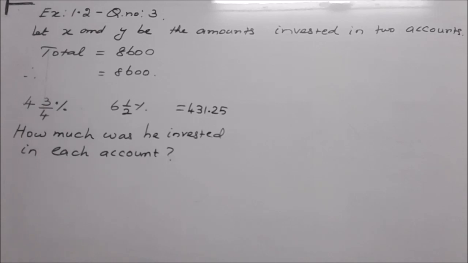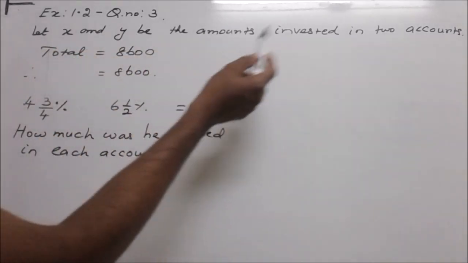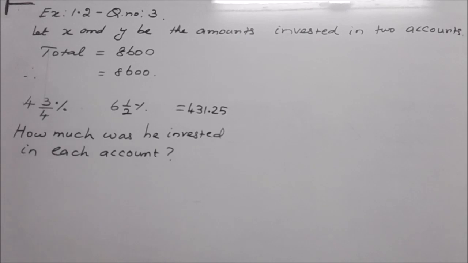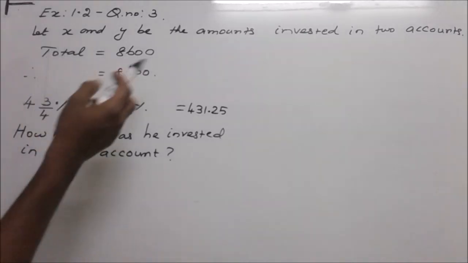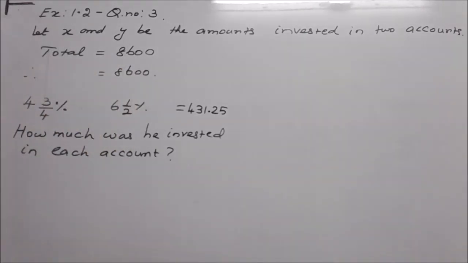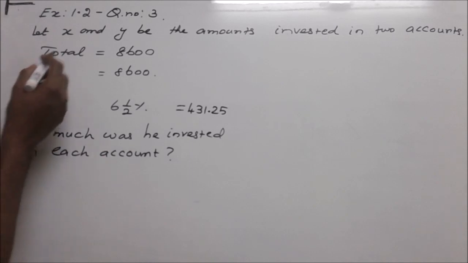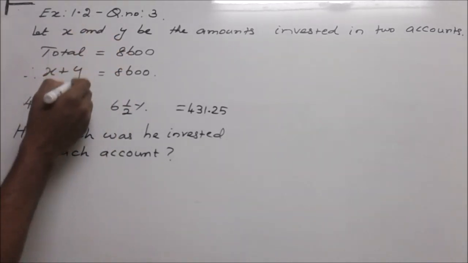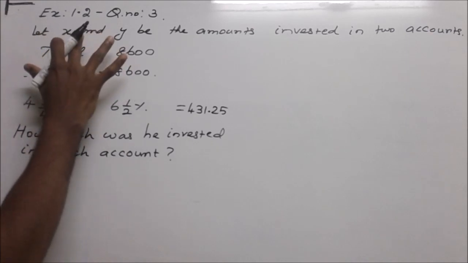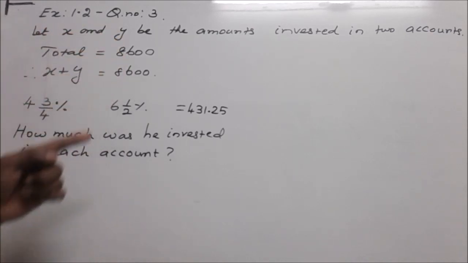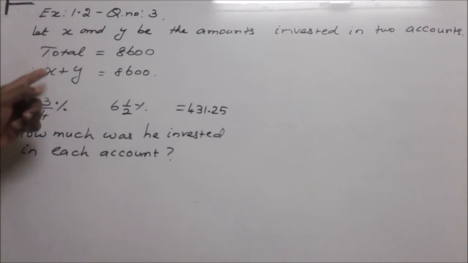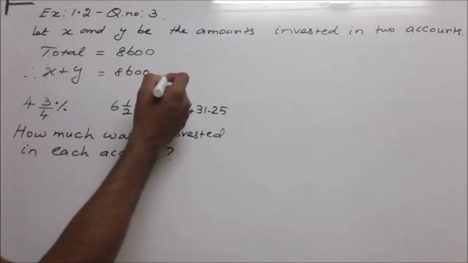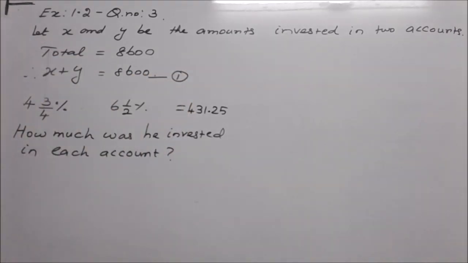This is the question. Now let x and y be the two amounts invested in two different accounts. The total amount invested is 8,600, which is known. Therefore, x plus y will be equal to 8,600. These are the two unknown amounts. So x plus y equal to 8600. This is equation number 1.